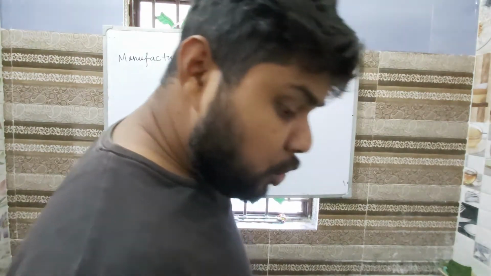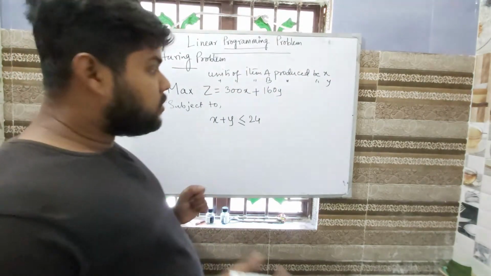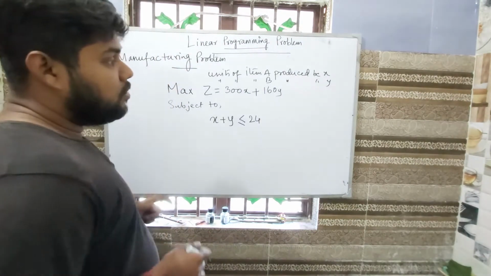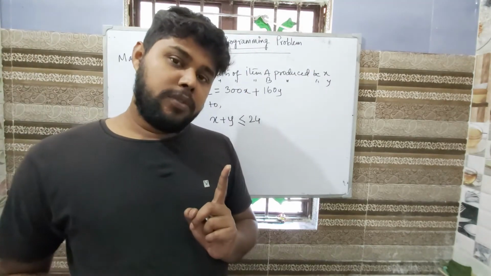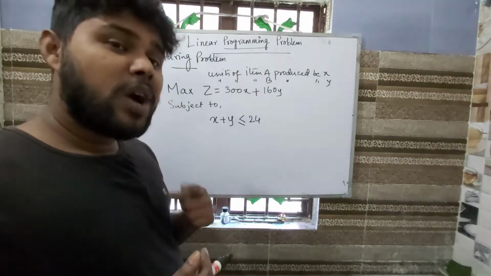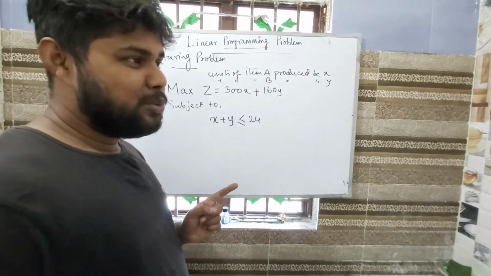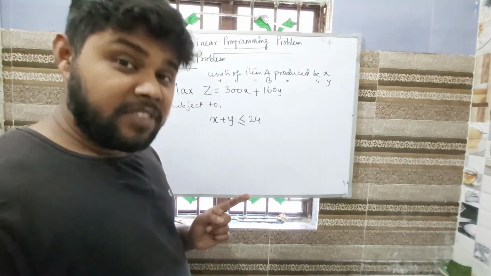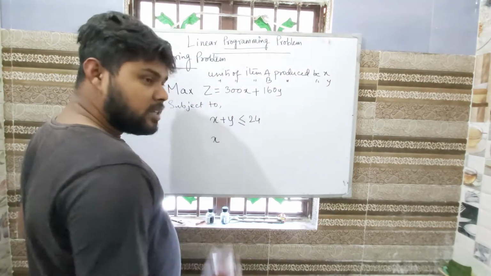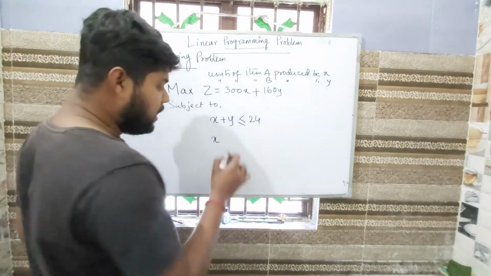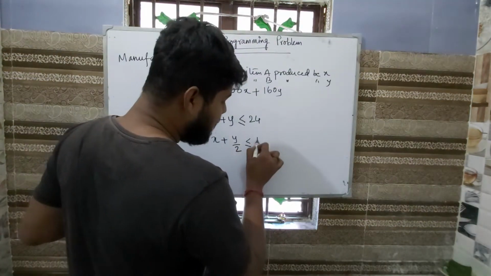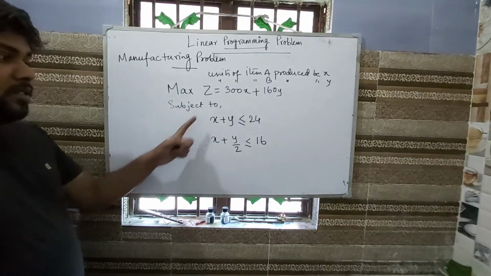Then the total number of hours that you can spend on producing the items is 16. Now for every single unit of item A, you require 1 hour. For every single unit of item B, you require half an hour. Therefore on x number of item A, you require x hours, and on y number of item B, you require y by 2 hours, and that total has to be less than or equal to 16. So these are the two constraints.